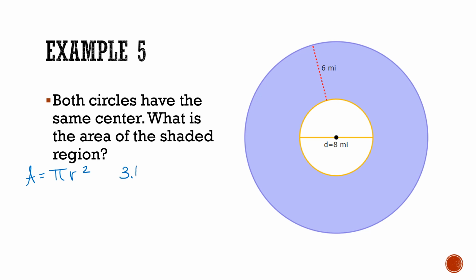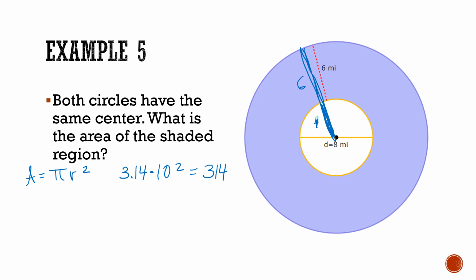So 3.14 multiplied by the radius of the big circle. So the radius of the big circle is going to be this distance. So we know that this part is 6. And if the diameter of the white circle is 8, then that means the radius of it, which would be just this part, is 4. So that means a total of 10 for the radius of the shaded circle. So 3.14 times 10 squared, or 10 times 10, is 314.